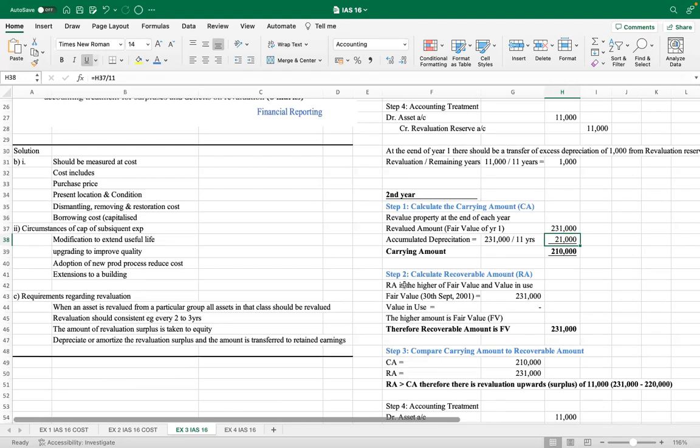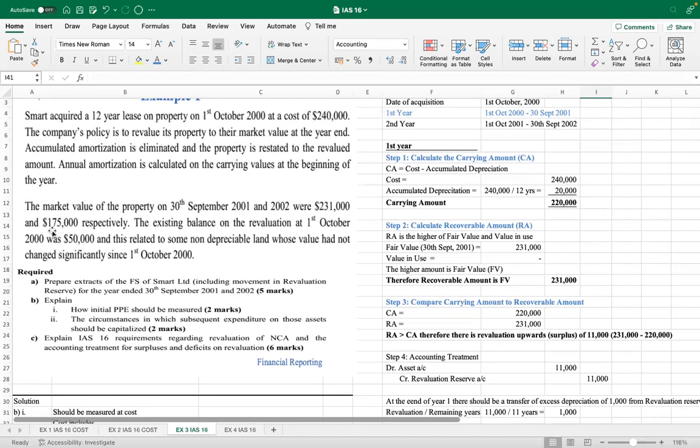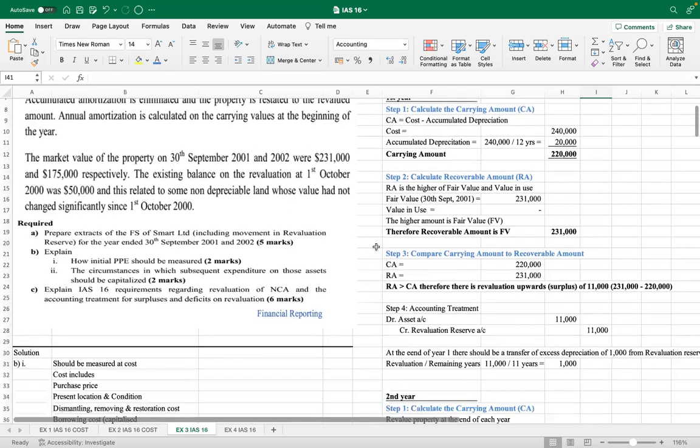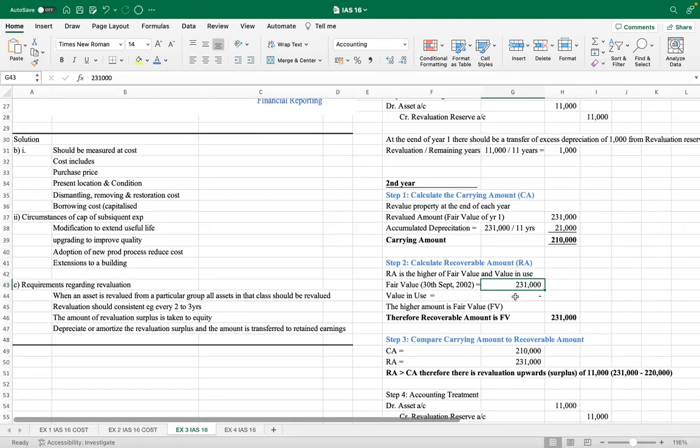We go to recoverable amount. Let's get the fair value at the end of year 2. What is the fair value at the end of year 2? It is now 175,000. 2002, 175,000. So the fair value year 2 is 175,000.